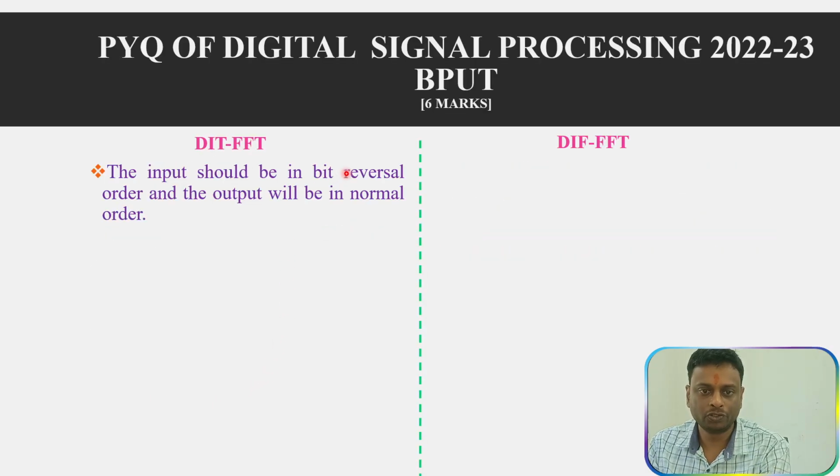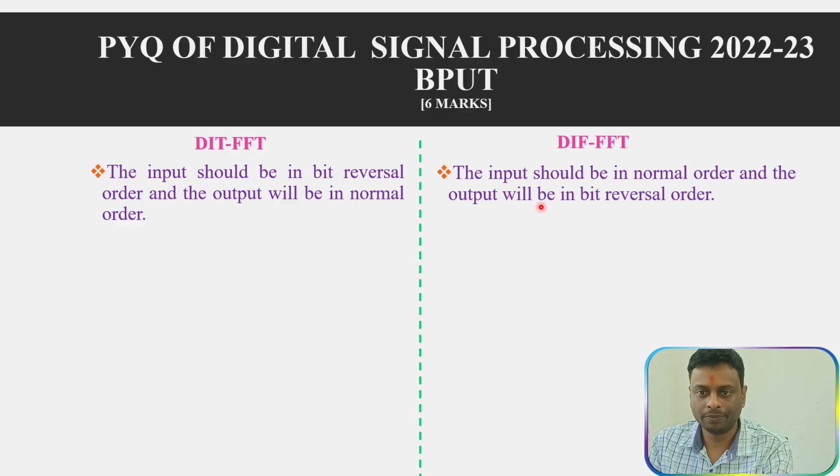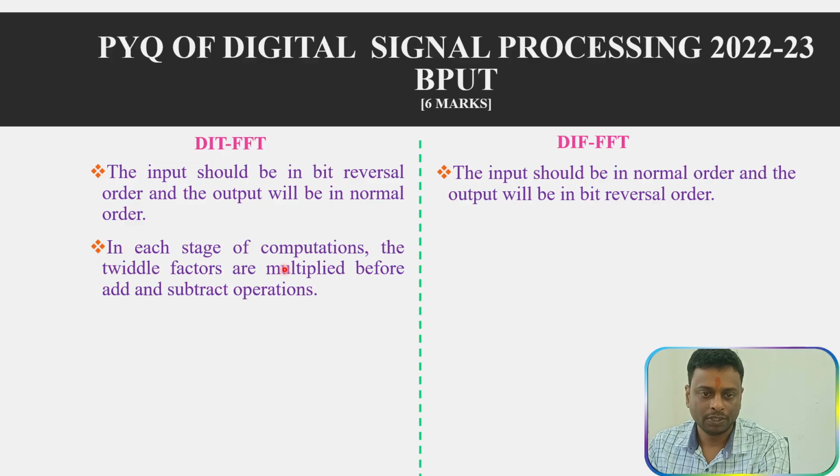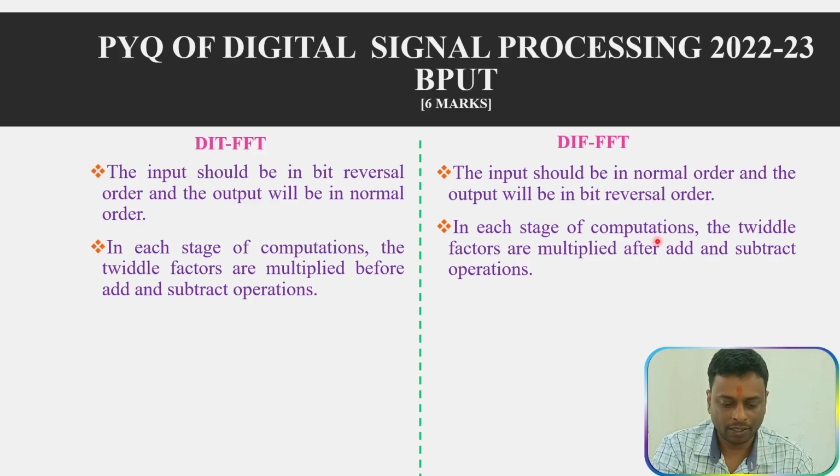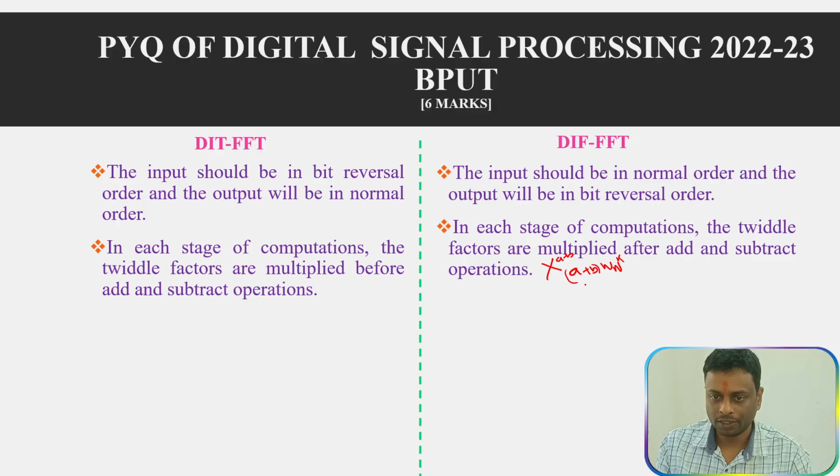Next, in DIT FFT the input should be in bit reversal order, as we have seen, and the output should be in normal order. In DIF FFT, the input should be in normal order and the output will be in bit reversal order. In DIT FFT, the twiddle factors are multiplied before the add and subtract operations. In DIF FFT, the twiddle factors are multiplied after the subtract and add operations. You can see it is a plus b, and a minus b multiplied by omega N to the power k, which is how we find the twiddle factor.